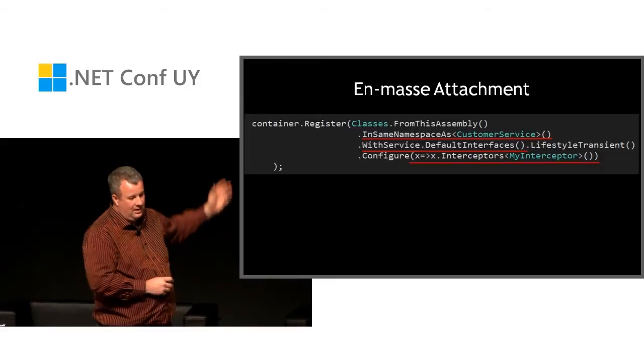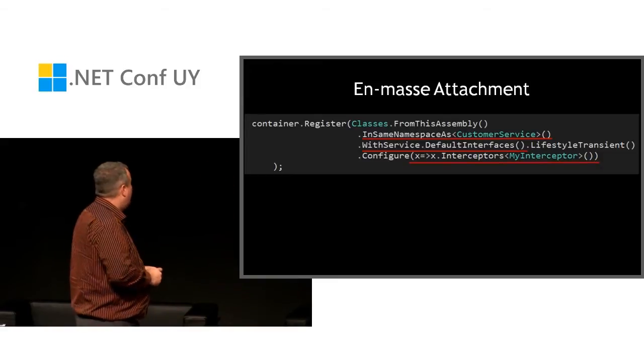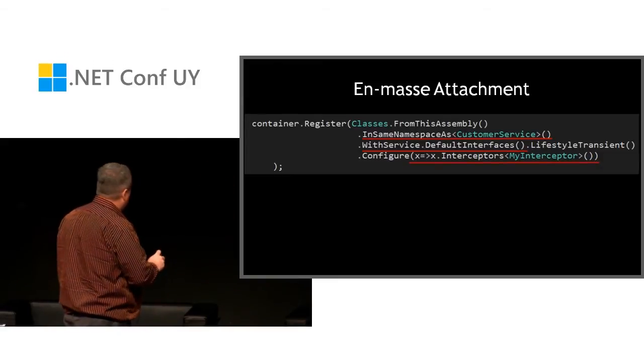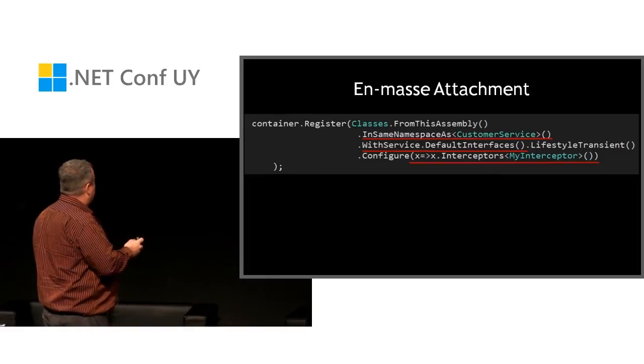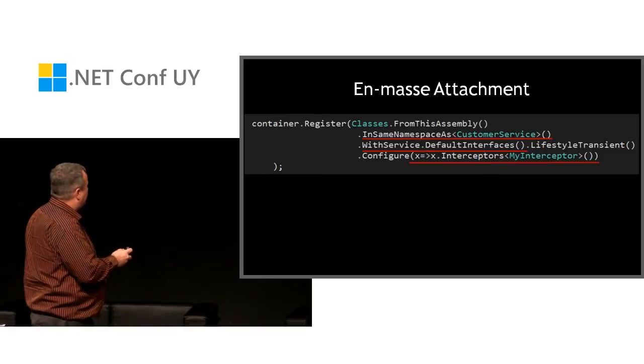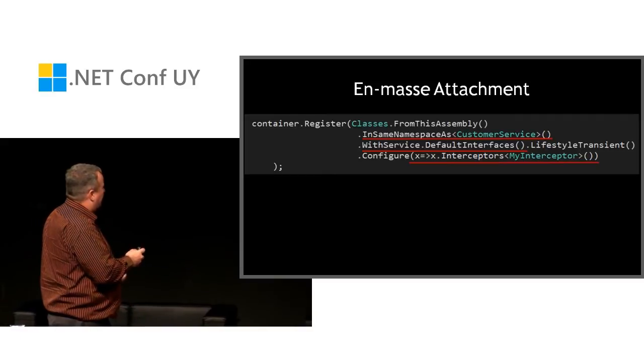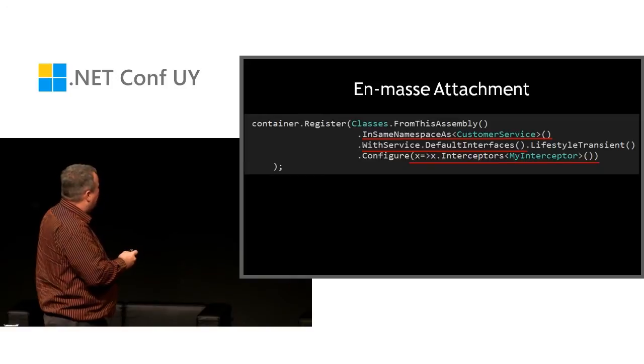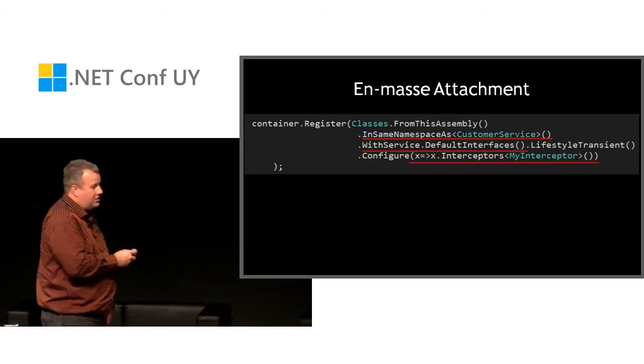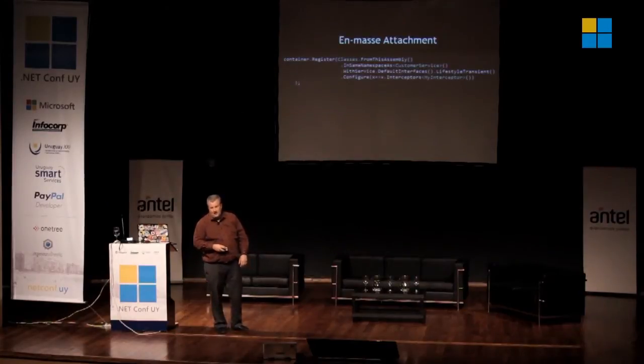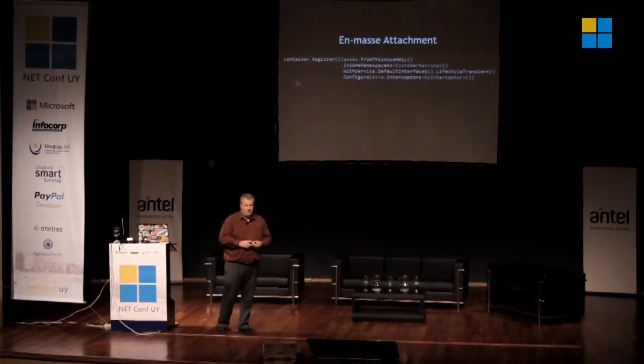Here's our example of attaching everything en masse. Our IOC container here is registering everything in this assembly that is in the same namespace as customer service. We're saying with service, so implement using the interfaces, make it transient, then configure it so that each object has my interceptor attached to it. Everything in that namespace now has my interceptor. This could be logging. This could be transaction management or something like that. Pretty simple to add it in if you have IOC.